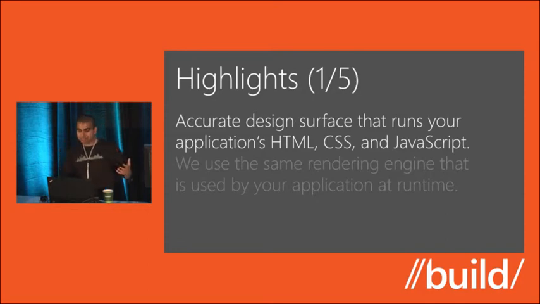So clearly, the first one, can't go without talking about it, is that our design surface is accurate. We run your HTML, CSS, and JavaScript. We use the exact same rendering engine that you use when you hit F5. So we make it very predictable that what you're doing is in no way going to be off by a few pixels, or it's going to be an emulation. It's not going to be wrong. It's very predictable. You're designing the live version of your app.